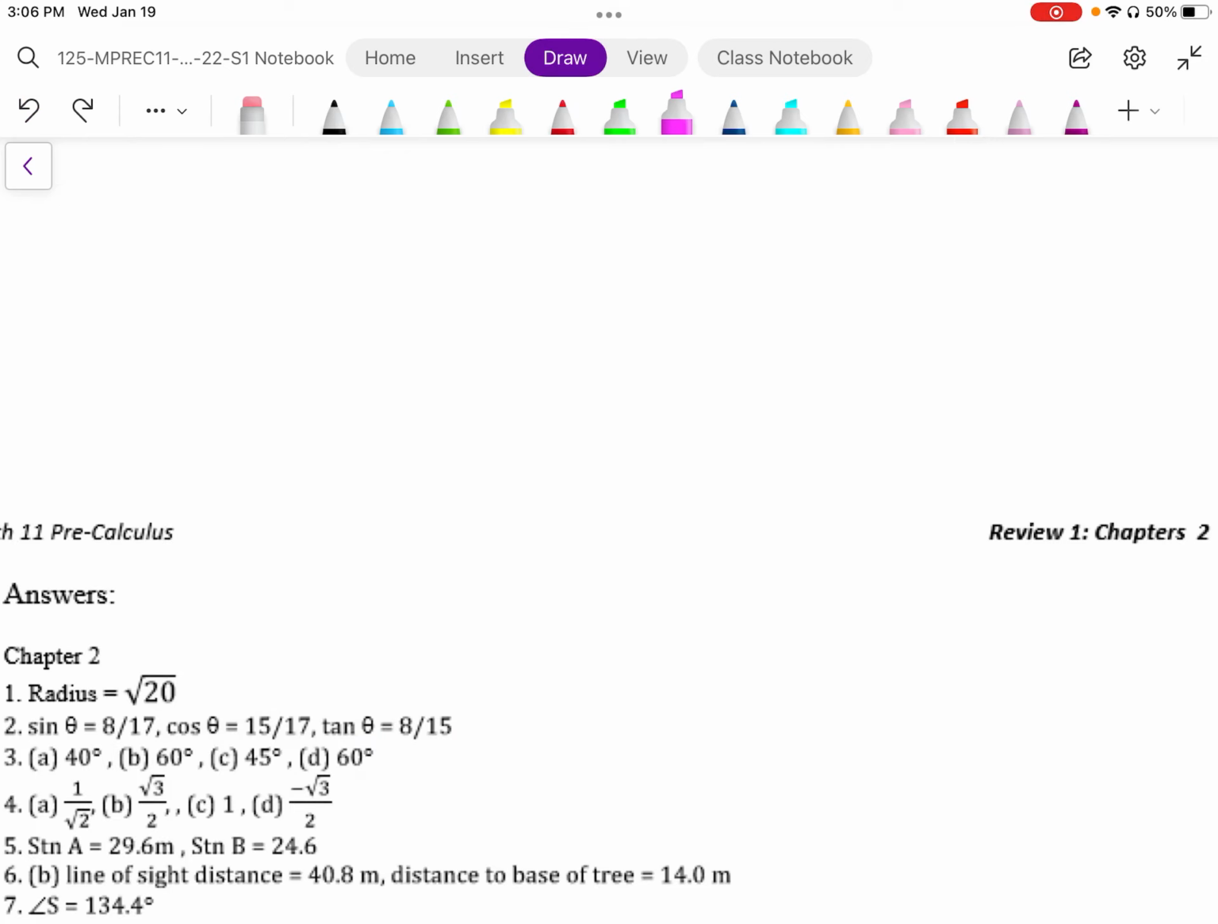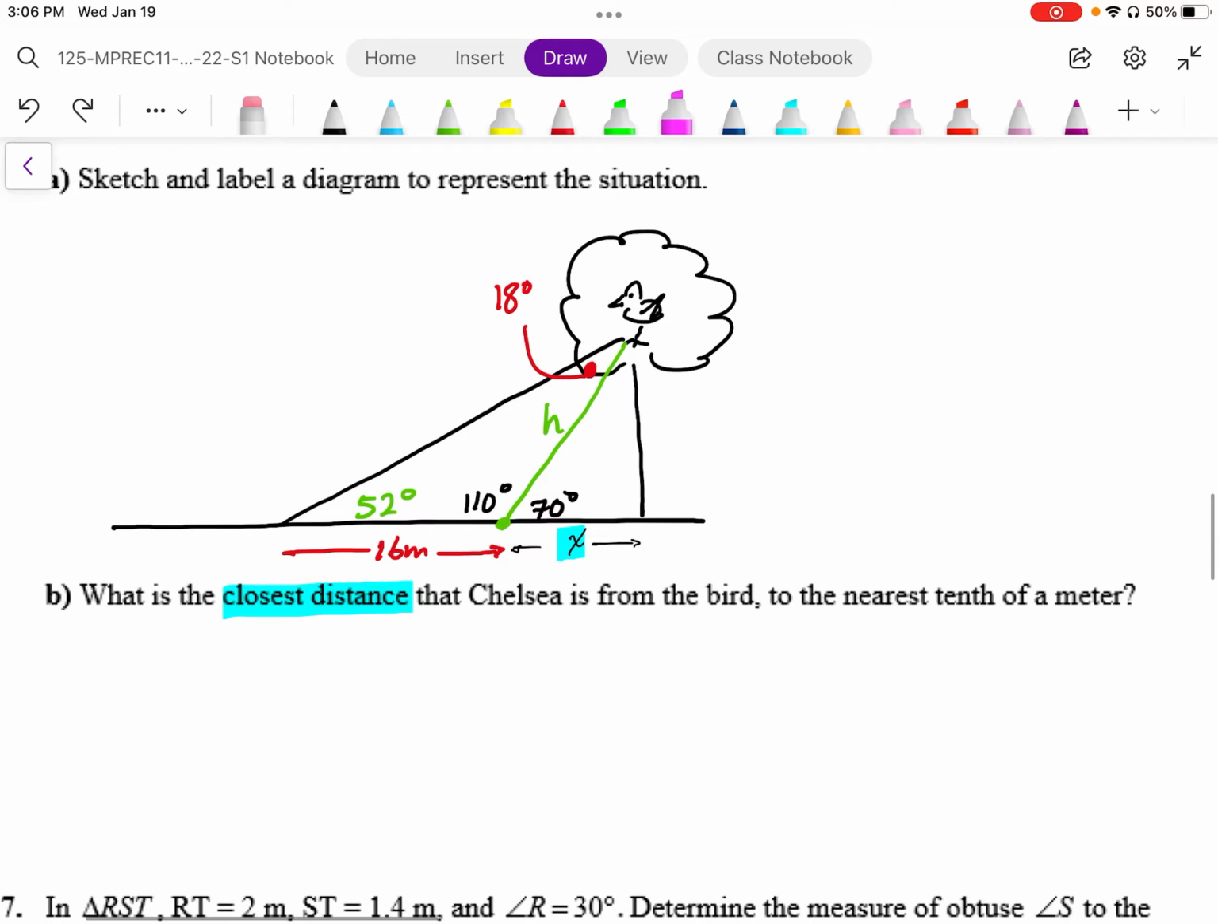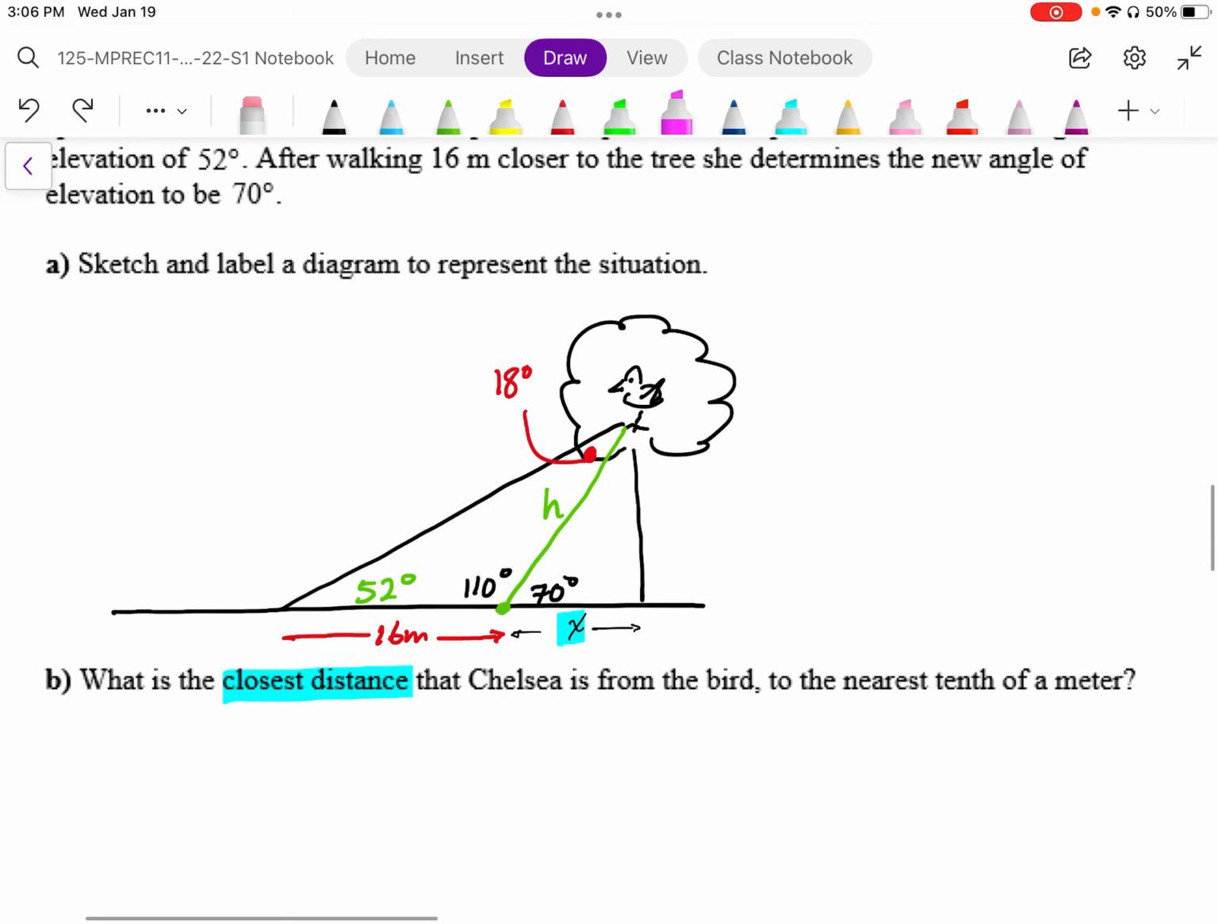Okay, so the question is asking, first of all, sketch the diagram. So I've sketched the diagram here. And the question is asking, what is the closest distance, which I've drawn here as x, that she is from the bird? Okay, so we're trying to find the closest distance along the x there.